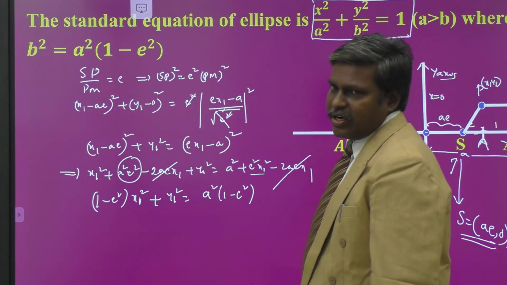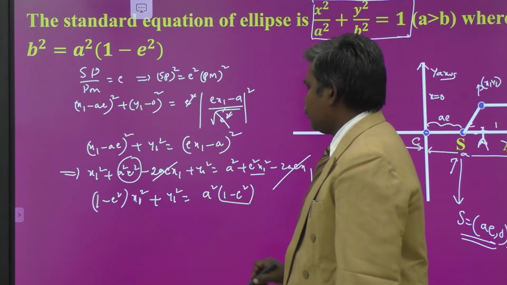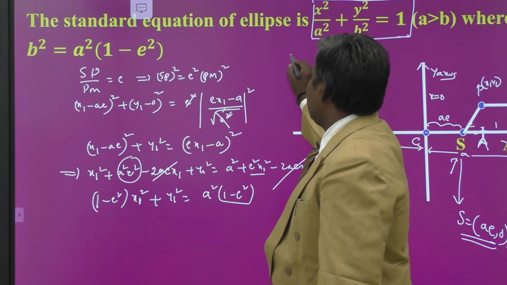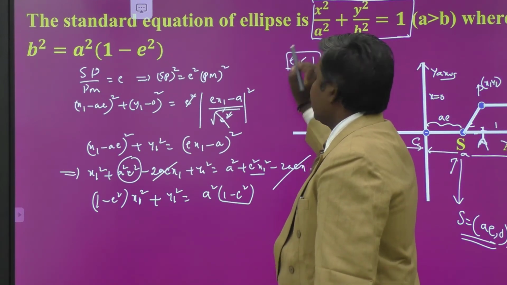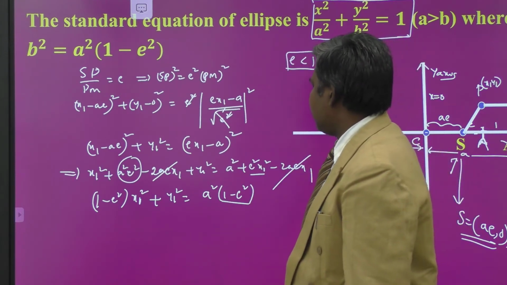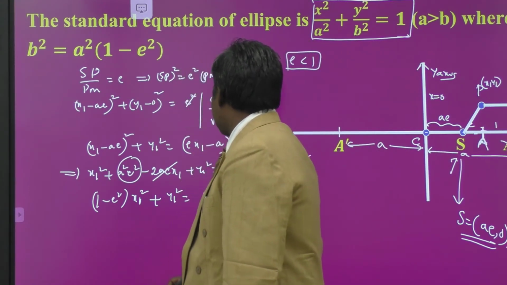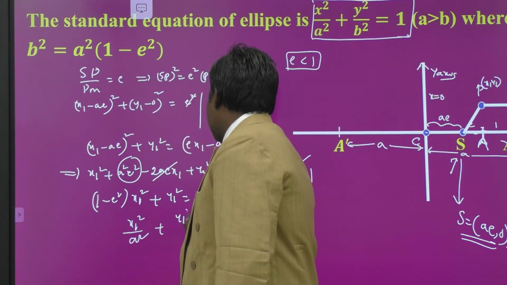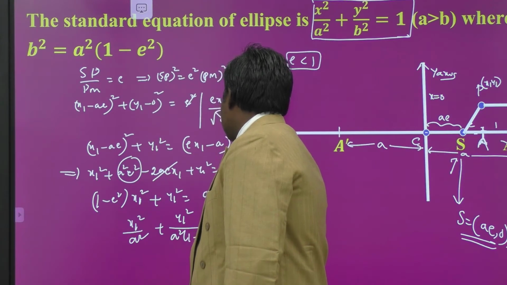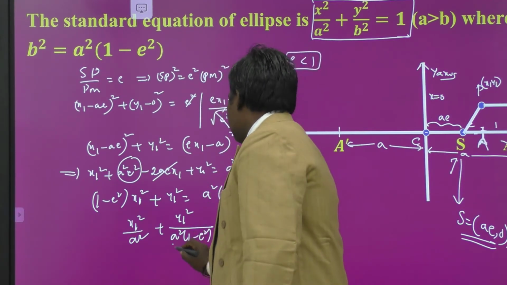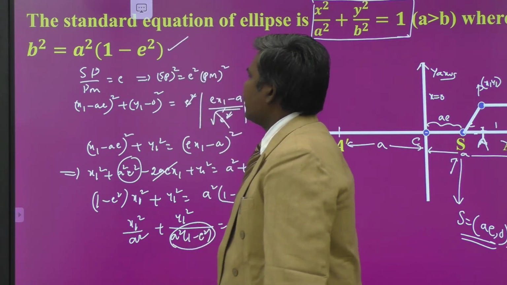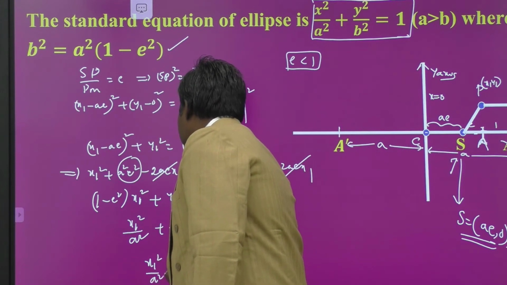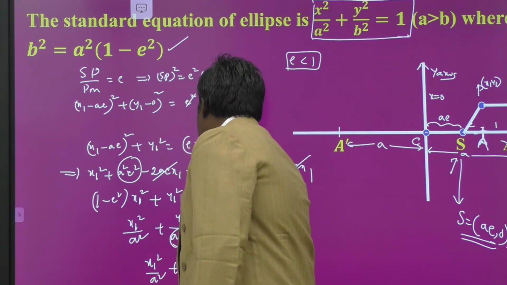Dividing on both sides by a square into 1 minus e square, which is positive. Here e is less than 1. Always remember this: eccentricity of the ellipse is always less than 1. So dividing by a square into 1 minus e square, we get x1 square by a square plus y1 square by a square into 1 minus e square is equal to 1. What is a square into 1 minus e square? It is defined as b square. Therefore, x1 square by a square plus y1 square by b square is equal to 1.